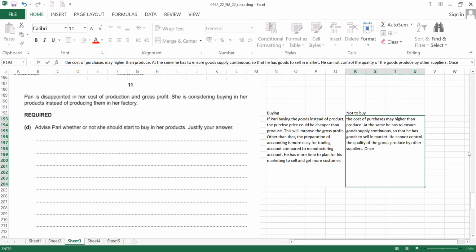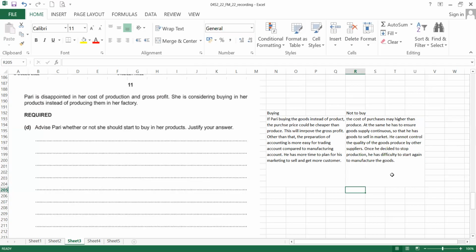Once he decided to stop production, he has difficulty to start again to manufacture the goods. So this is the problem that he may have.